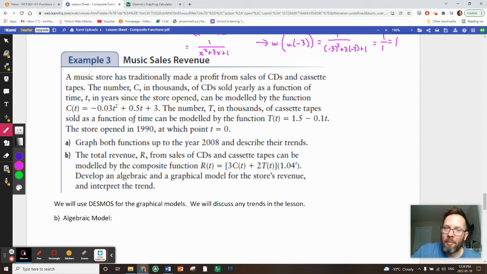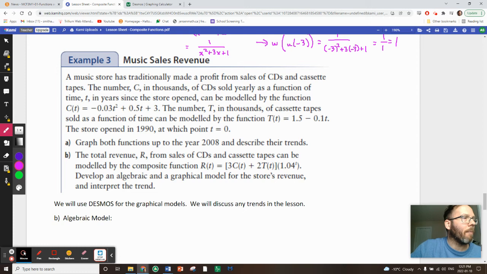Certainly not cassette tapes, but we have the number of CDs sold, which we can see as quadratic. The number of tapes sold in thousands we can see as a linear function. And we're going to treat t equals 0 to be when the store opened in 1990. So let's just graph, up to the year 2008, these two functions.